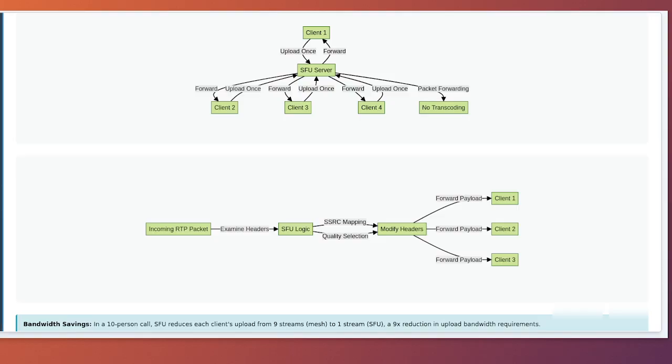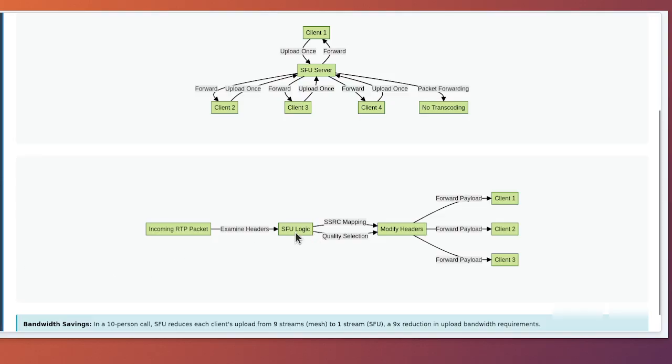This forwarding operation is much lighter weight than transcoding, allowing a single SFU server to handle hundreds of participants. The SFU might change some RTP header fields, like the SSRC identifier to distinguish between different senders, but the encoded media itself passes through unchanged. Modern SFUs add intelligence through selective forwarding.